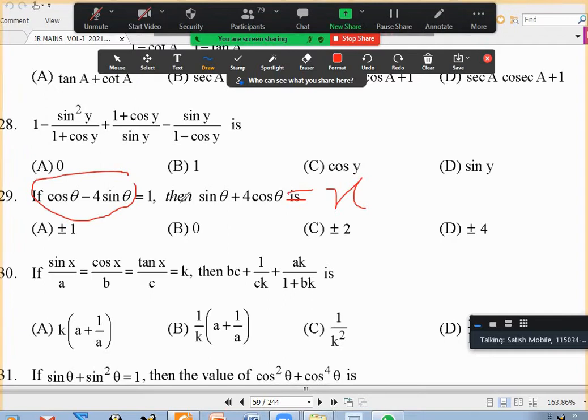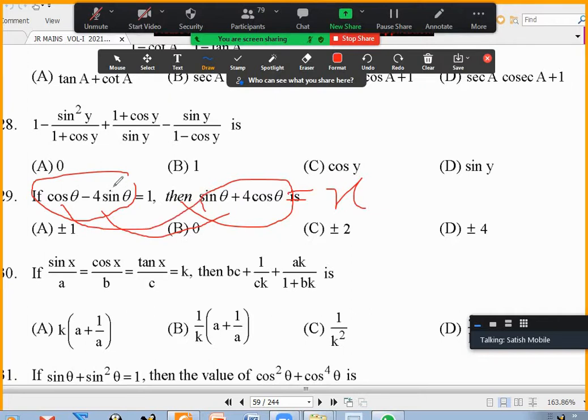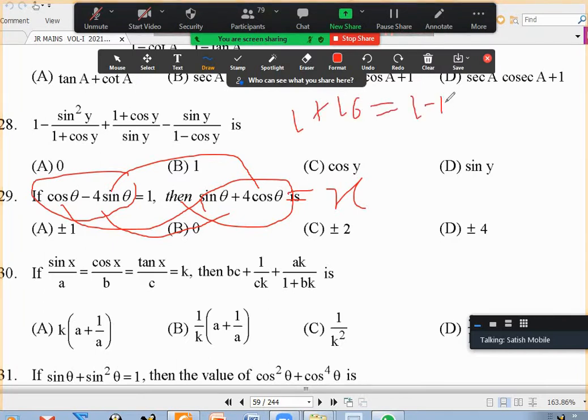Now take equation 1 whole square plus equation 2 whole square. LHS squares you add, RHS squares you add. LHS squares when you add, the minus 2ab term and plus 2ab term here will cancel. Minus 8 sin theta cos theta plus 8 sin theta cos theta will cancel. Cos square plus sin square is 1. 16 sin square plus 16 cos square equal to 16. We will get 1 plus 16 is equal to 1 plus x square. And then 1 and 1 will cancel. X square equal to 16 means x equal to plus or minus 4.